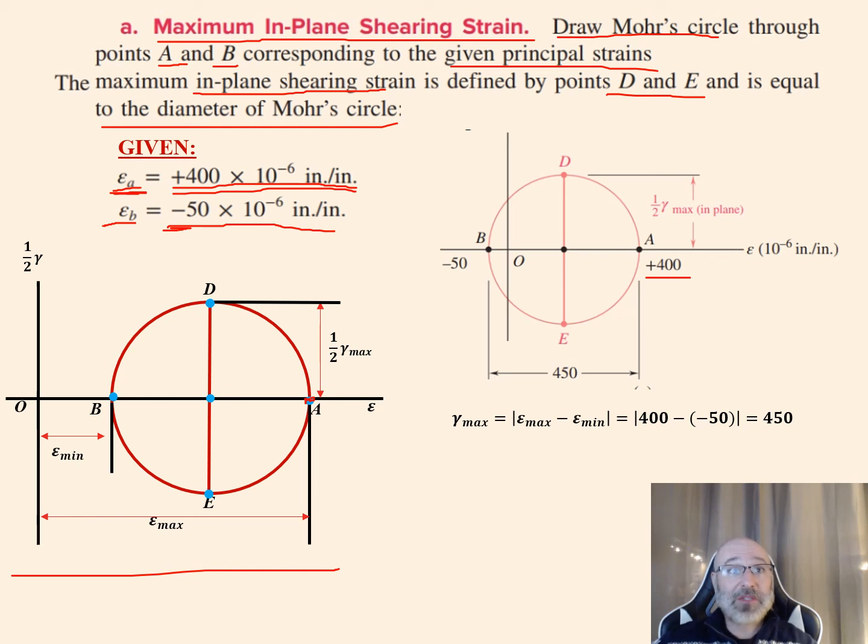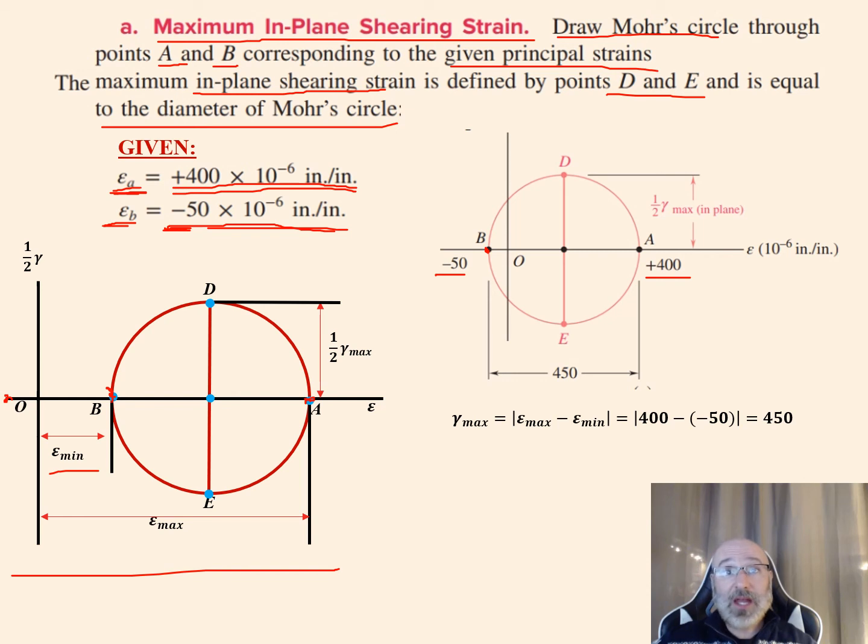And then I have my epsilon sub B. Now this is a negative 50 times 10 to the negative 6 inches per inch. So you can see here, in my generic diagram, I drew this on the right-hand side, and that would be my epsilon sub min right there. But in reality, this is going to be a negative value, so it's going to need to come over here on the left side of my origin. So my B right there is a negative 50.